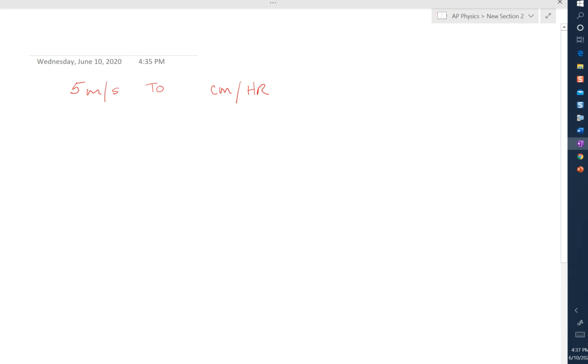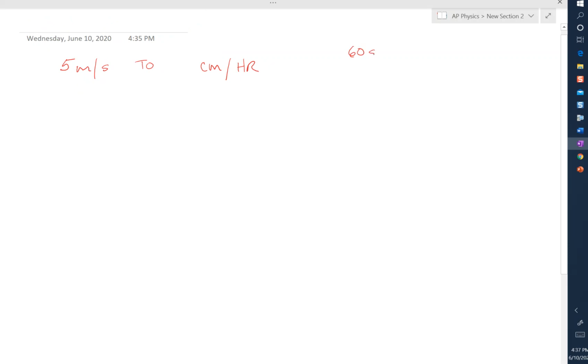So first thing I'm going to do is make some conversion factors. I know I have to go from seconds to minutes and then from minutes to hours. So I'm going to write 60 seconds equals 1 minute, and I will use that in my table here. And then I can say 60 minutes equals 1 hour. So that'll be my time conversion. I'll need both of those here in just a minute.